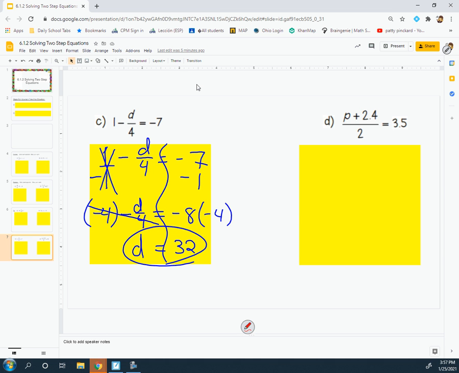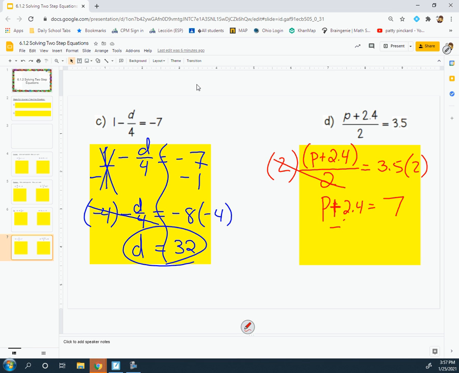Okay? And then this last one, remember it's like it's in parentheses. So my first step is to get rid of this 2. So I'm going to multiply both sides by 2. So I get p plus 2.4 equals 7. And then I subtract 2.4 from both sides. So I have p equals 4.6.